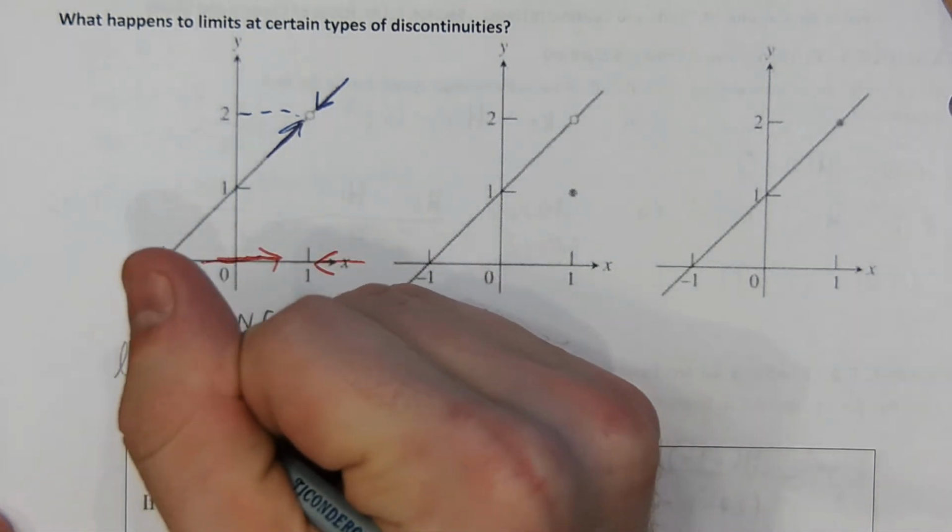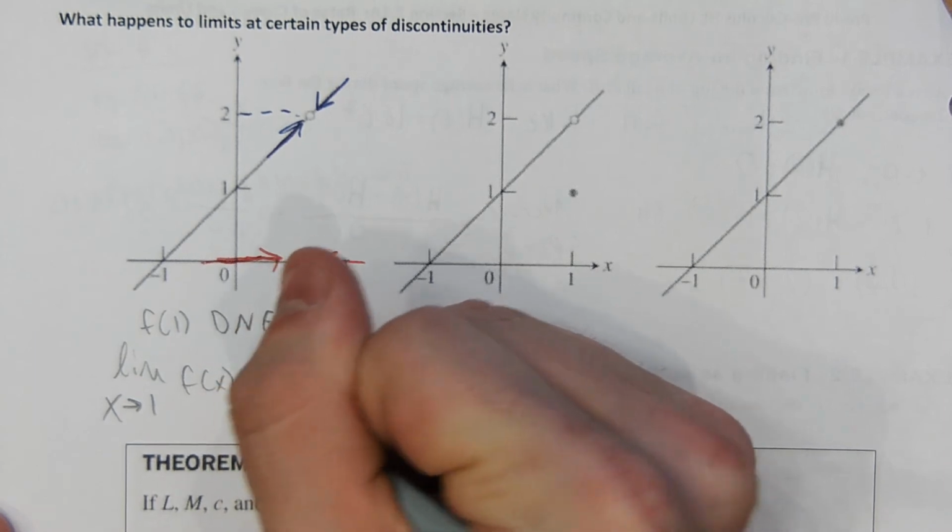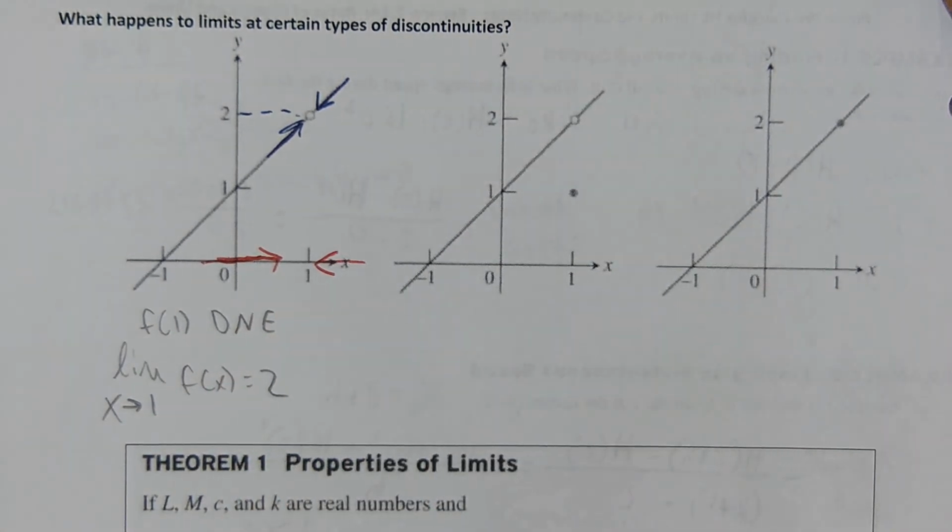However, its goal is the y value of 2. So we say the limit is 2. The point doesn't have to exist for it to be the limit. Let's look at the next one.